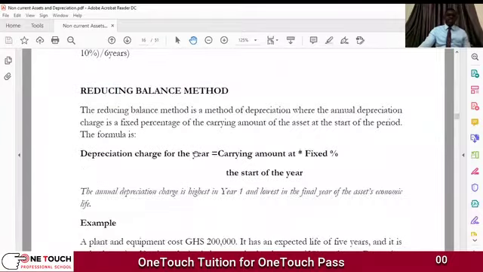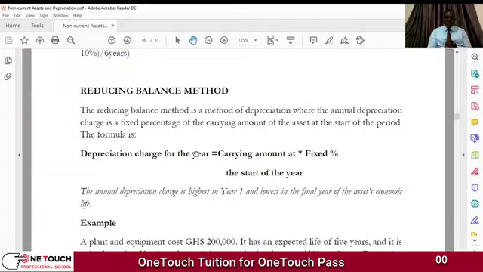Good. So let's look at the reducing balance method of calculating depreciation. We are saying that the reducing balance method is a method of depreciation where the annual depreciation charge is a fixed percentage of the carrying amount of the asset at the start of the period.